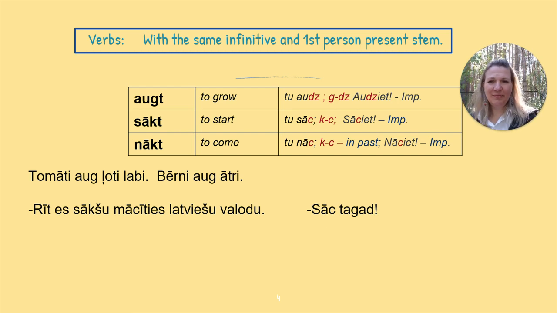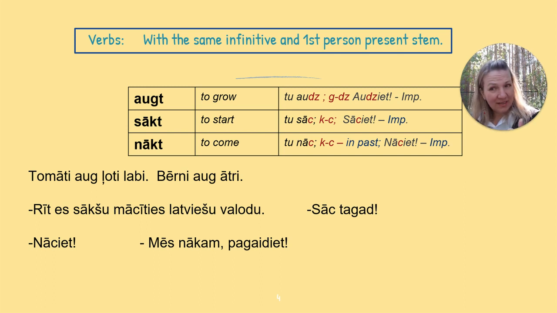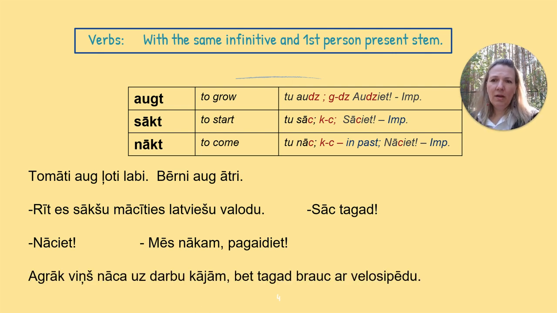Sāciet tagad. Nāciet. Come. Mēs nākam. Pagaidiet. We are coming. Wait. Agrāk viņš nāca uz darbu kājām, bet tagad brauc ar velosipēdu. Before he came to work on foot, now he rides a bike.